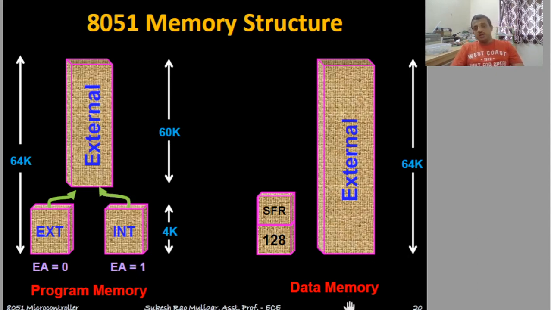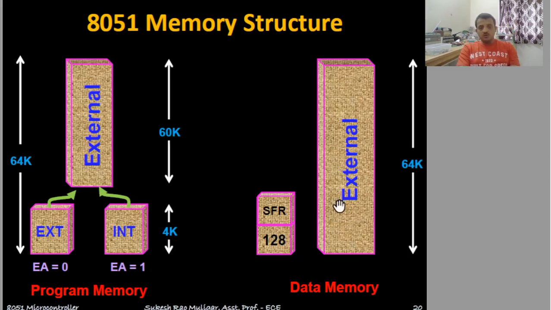The data memory again can be 64 kilobytes. This is external memory. Internal, there are limited numbers. 128 bytes are the locations available for internal RAM, and another location which is SFR, the special function register. So 128 locations are for the registers, different sets of registers, and SFR again contains some general purpose registers. So that is the structure. These are the two different structures.